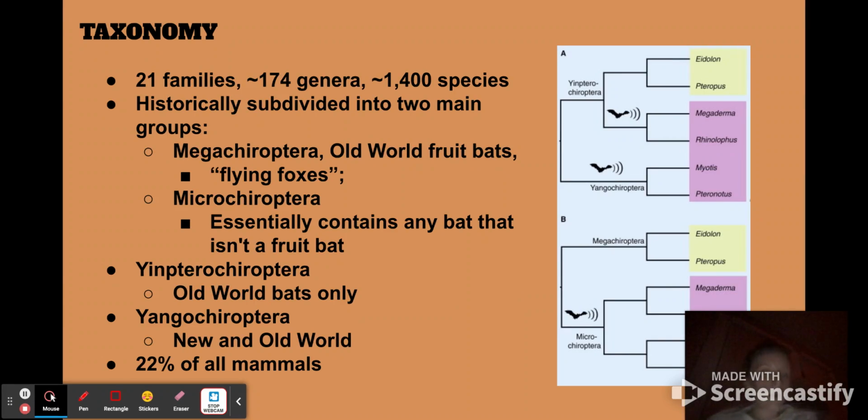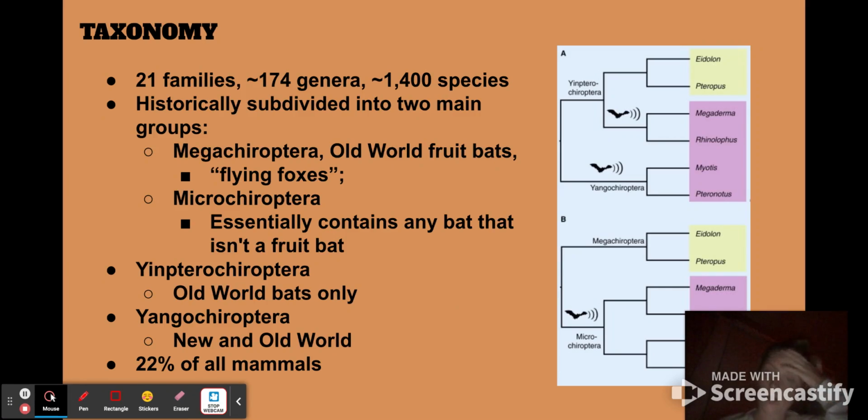So Megachiroptera is old world fruit bats. They're also known as flying foxes. And then Microchiroptera, which contains the smallest of all bat species, which I'll talk about in a second, essentially contains any bat that's not a fruit bat. And then yin and yang, you can see old world bats only and new and old world.